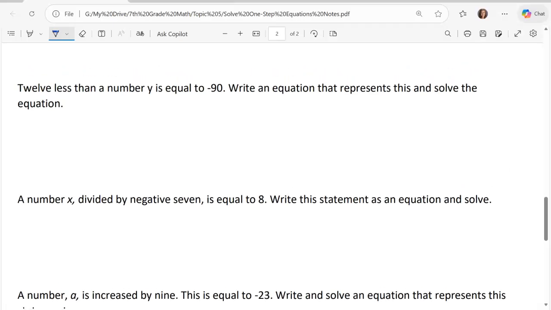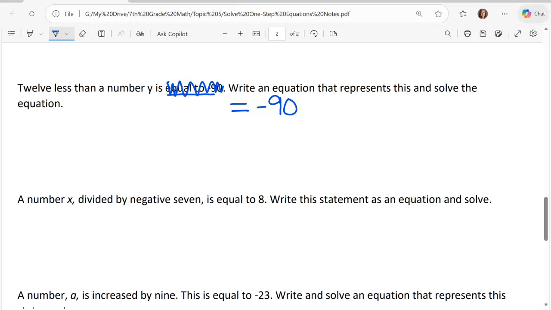Let's try another one. It says 12 less than a number y is equal to negative 90. Write an equation that represents this and solve the equation. So we're going to write the equal sign. We're always looking for what it equals first. So 12 less than a number y is equal to negative 90. That means that negative 90 goes right here. And then we're done with that part. We can cross it out.